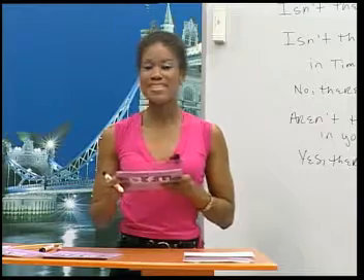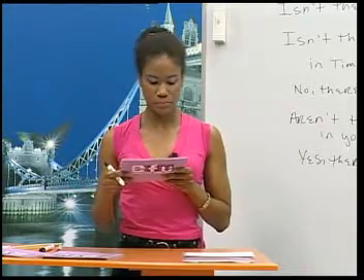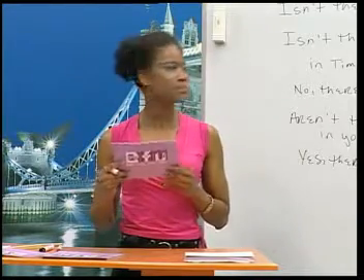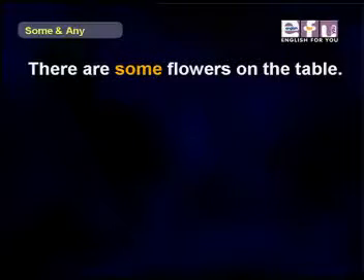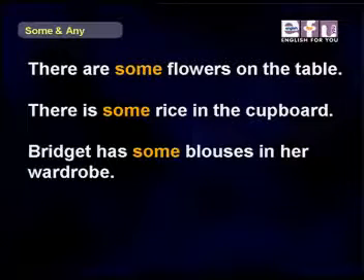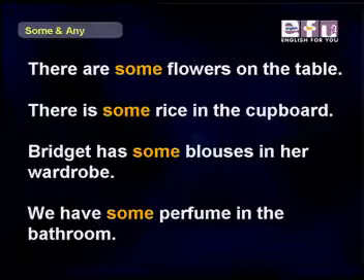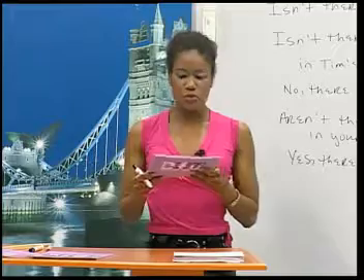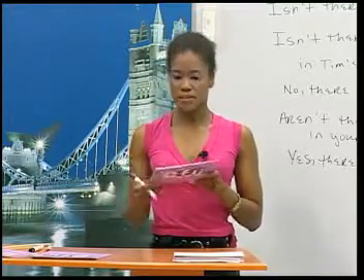Now, let's look at some first. Look at some examples. There are some flowers on the table. Next, there is some rice in the cupboard. Bridget has some blouses in her wardrobe. Next example. We have some perfume in the bathroom. Some is usually used in positive sentences.